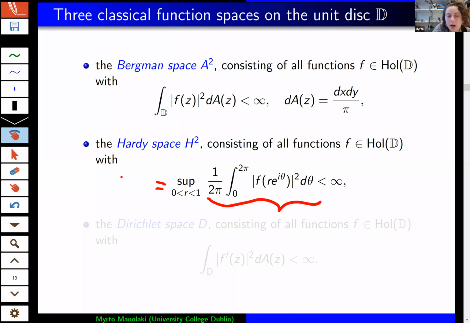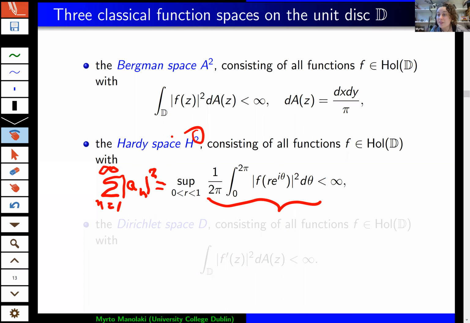If you apply Parseval's identity, you will see that you have this equality, where a_n are the Taylor coefficients of the function in the Hardy space. This is because of Parseval's, and it's very specific to the index 2.